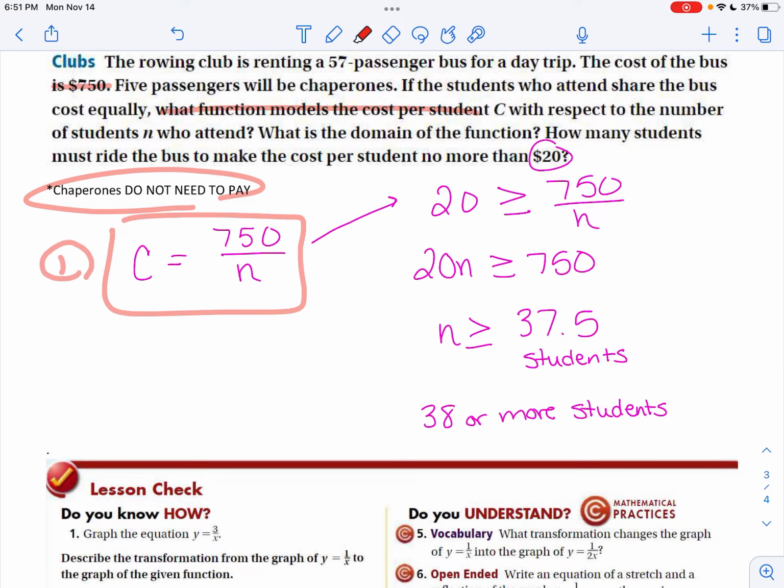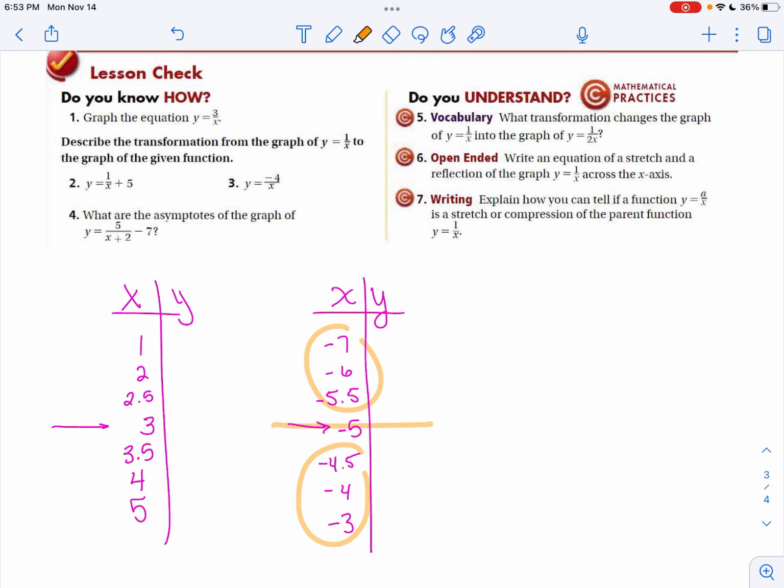If you want to go ahead and do the lesson check, you're more than welcome to, and then you can ask me questions if you have any, or you can dive right into the homework.